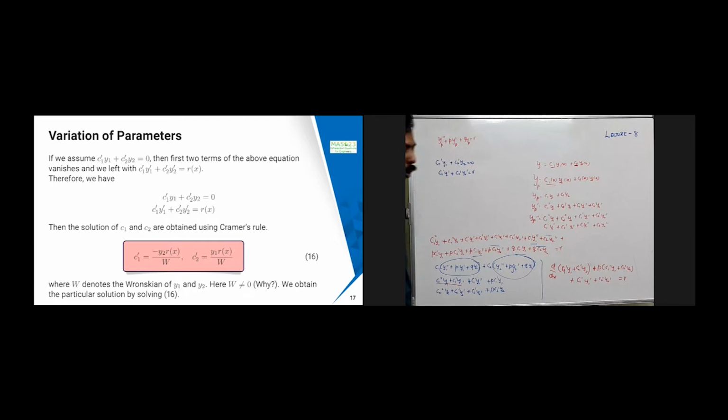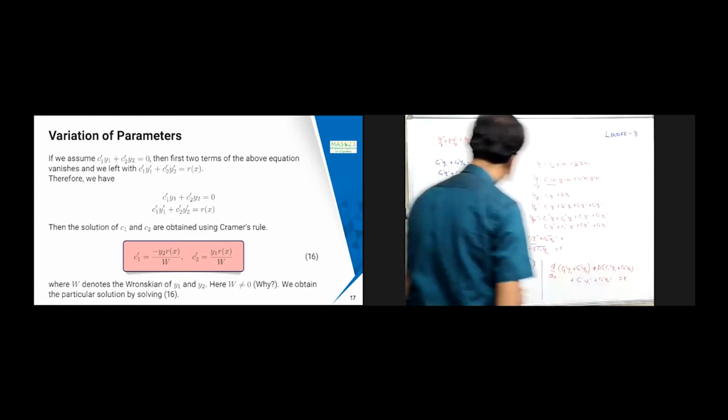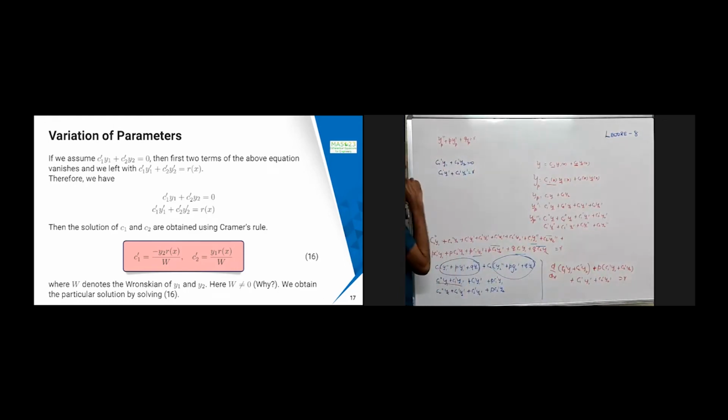So now I need to solve this problem. This can be written in this way, as the matrix with rows Y1, Y2 and Y1', Y2', multiplied by the vector C1', C2', equal to 0, R. So this is going to be there, and from this one you can identify that this is Y2'.